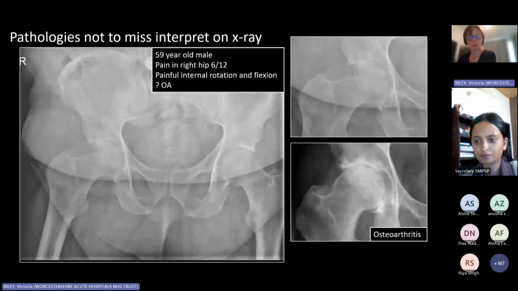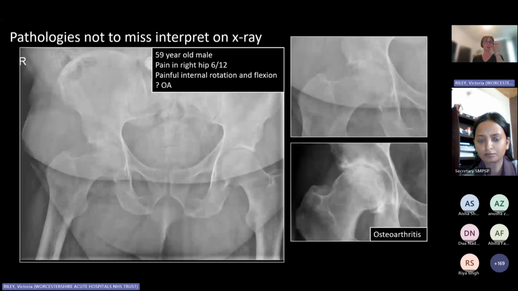So we've said joint space reduction is really paramount in finding osteoarthritis. Remember, our plain radiographs are insensitive to the early features. So if you can see joint space reduction, a consideration should be osteoarthritis, particularly in the absence of any inflammatory findings. However, as you can see in this patient, 59-year-old patient, 6 months history of right hip pain, painful internal rotation and flexion. The suspicion was this patient has osteoarthritis.